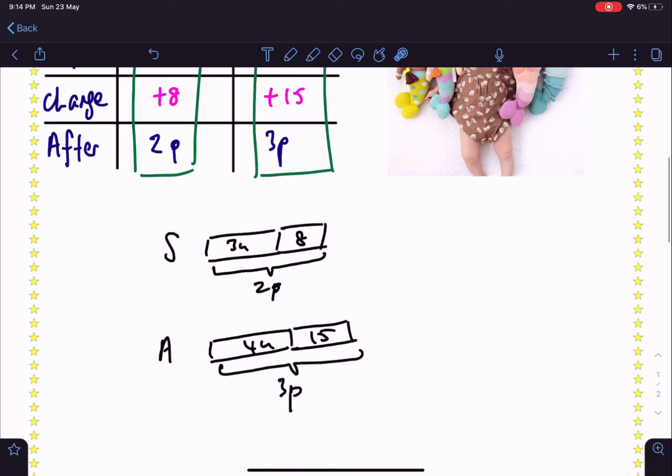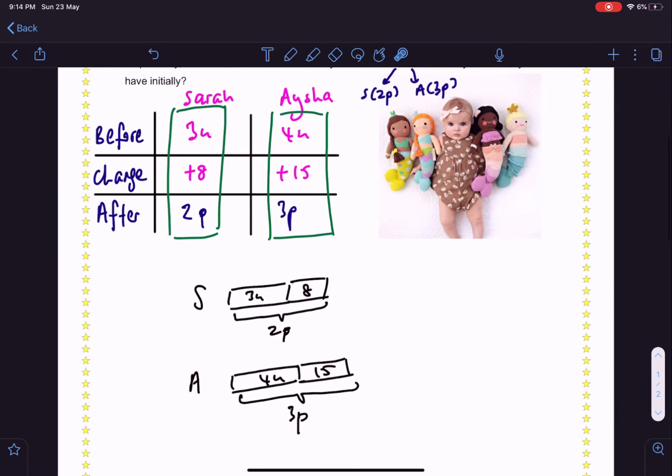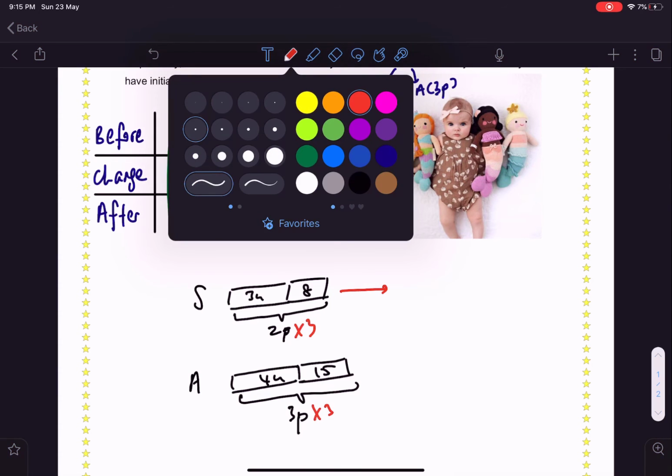Okay, so the strategy for this question is to actually make the parts the same. So how do we do that? These 2 parts and 3 parts, to compare the models, to make the models the same, we need to ensure that we are dealing with the same number of parts, so that we can work with units later on. Okay, now let's see what's happening. Times 3. So for Sarah, her model will now become as such. Everything is multiplied by 3.